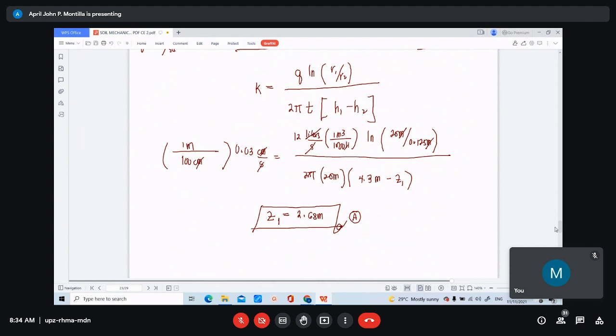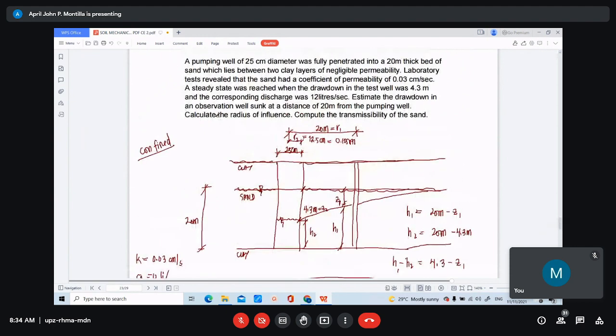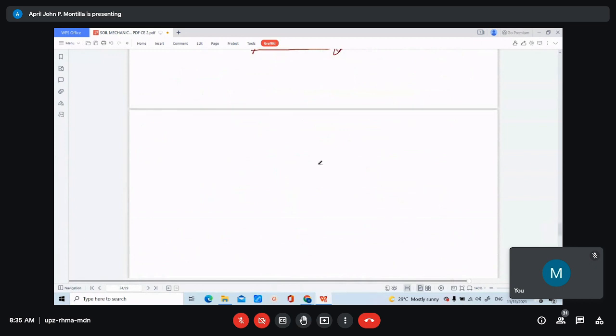Now, meron pa tayong requirement. We have to calculate the radius of influence. Ano yung radius of influence? Hanggang saan aabot yung drawdown from the center line of the test well. Ito yung drawdown natin. Hanggang dito daw. So, ang radius of influence, ito, hanggang sa point na yun. That radius of influence should be greater than 20 meters, dahil mas malayo itong point na to doon sa point of application ng observation well.